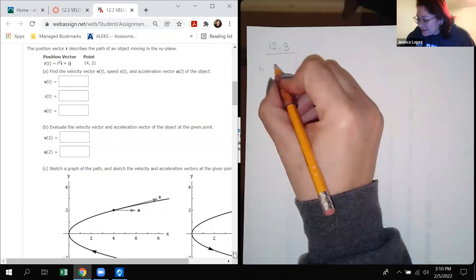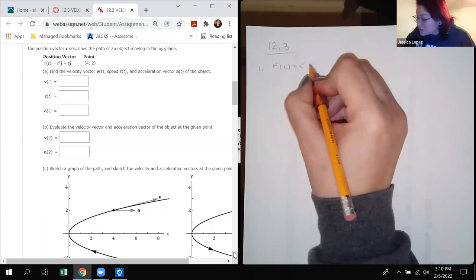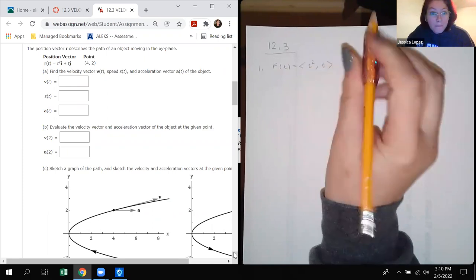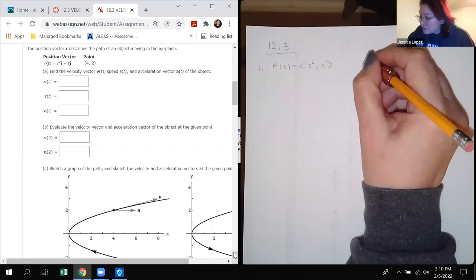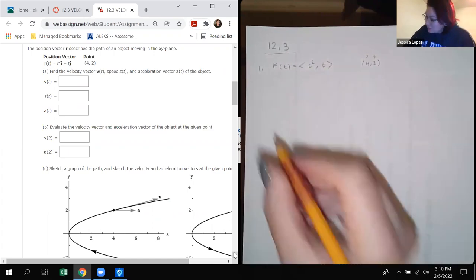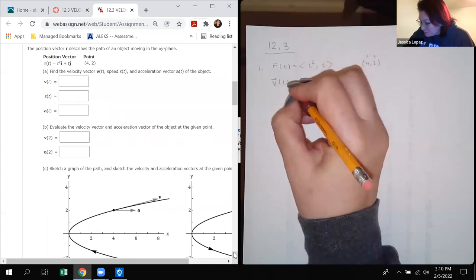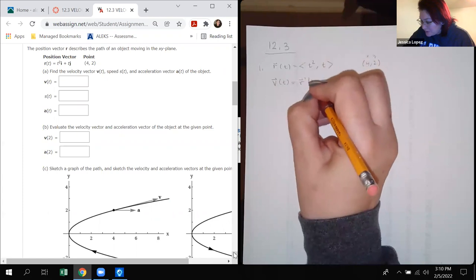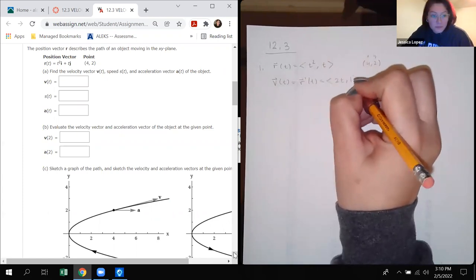So I have this vector here, but I'm going to put it in component form: t squared and t. And then you have this point 4, 2. Now remember, this is like an x coordinate and a y coordinate, and I know that because it's talking about the xy plane. So let's go find v. We know that v of t, a vector, is the same as finding r prime of t. So in this case, that's going to be 2t and 1.